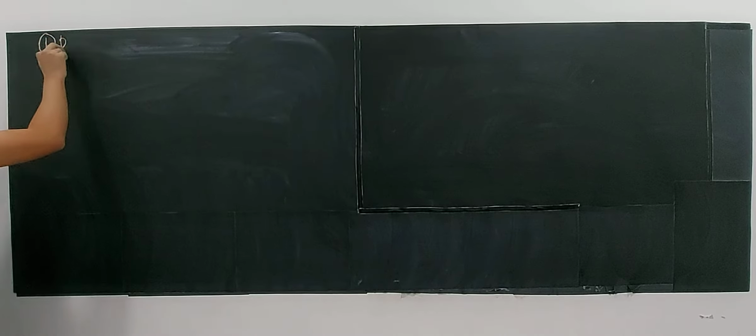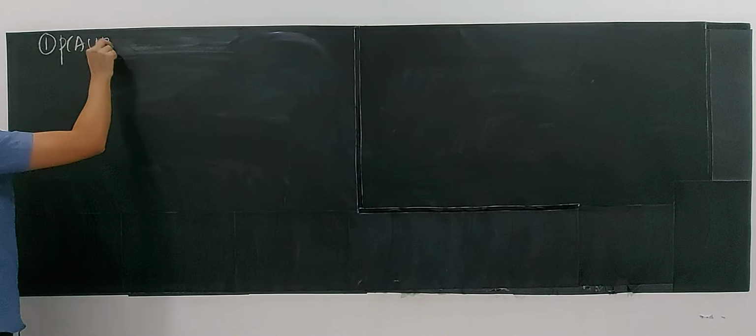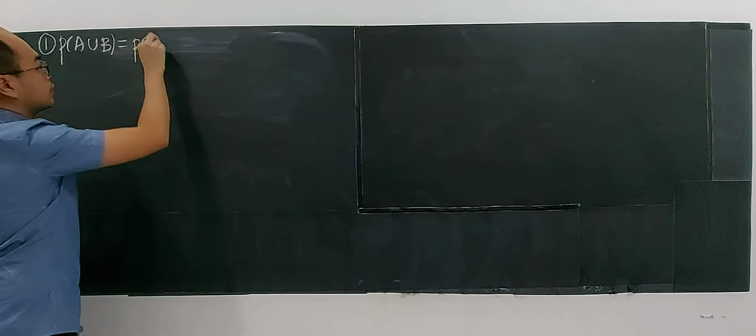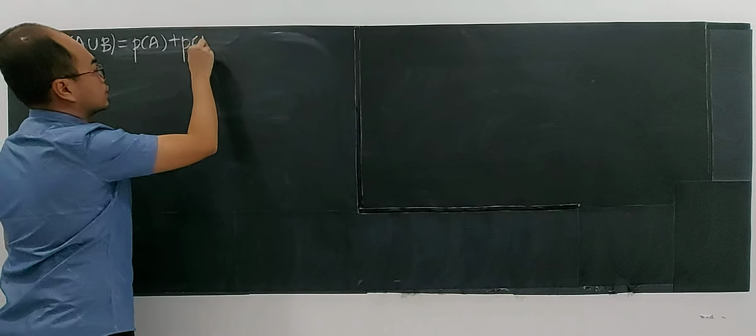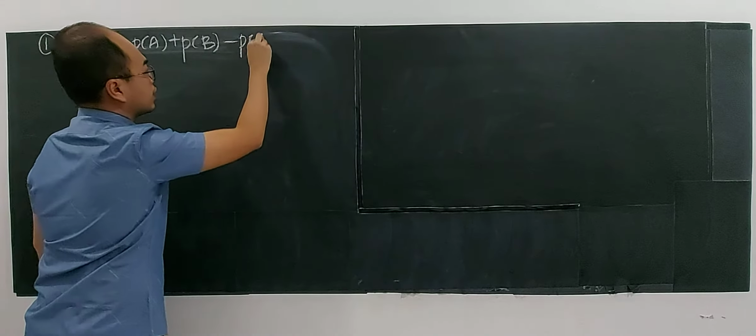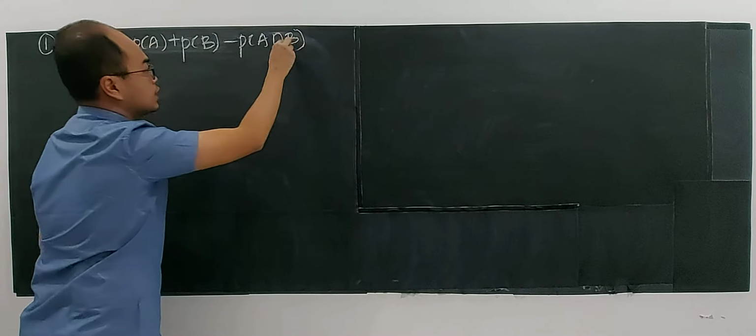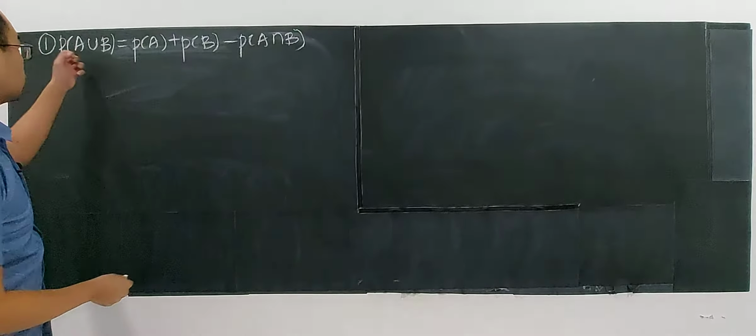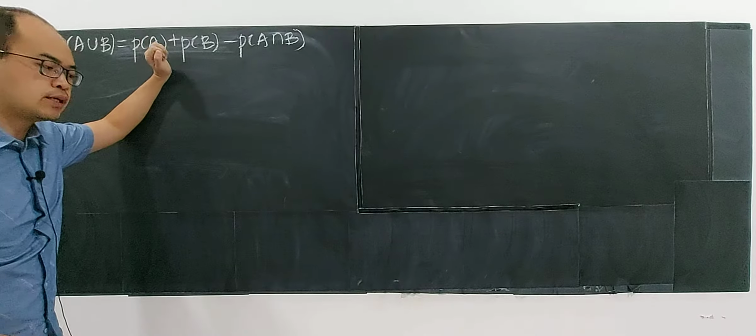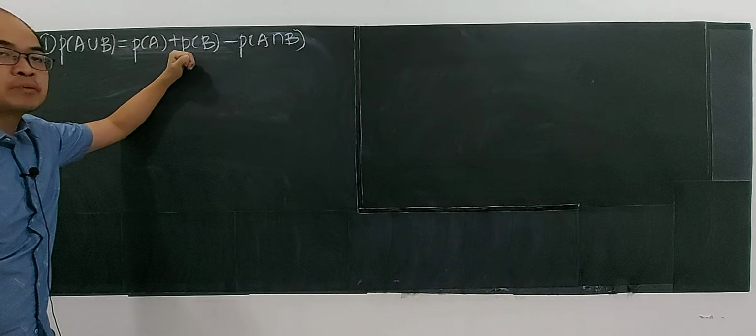Alright, let's move on with some important rules and important formulas of probability that you should know in this chapter. For example, the first formula: the probability of A union B is the same as the probability of A plus the probability of B minus the probability of A intersecting B. But this formula depends on the situation, whether the two events are mutually exclusive or non-mutually exclusive.